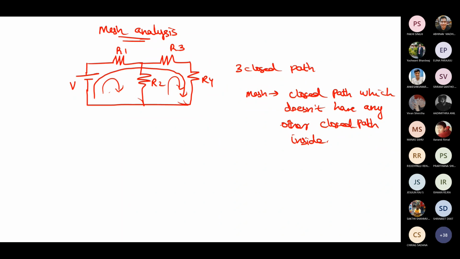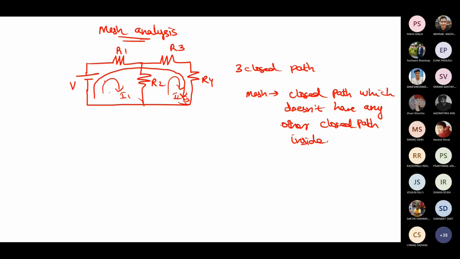So now let us take that. I'm going to take this as I1, this as I2, and this as I3. I1, I2, I3: three closed paths, three currents I'm assuming. So now, how many meshes are there in the circuit? Two meshes. Two, ma'am.